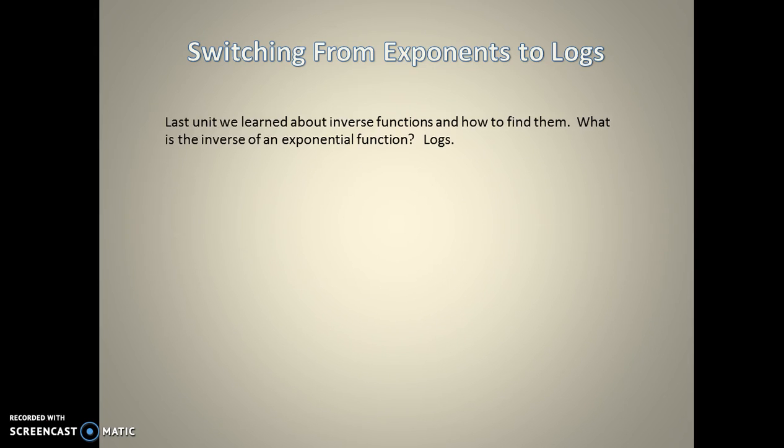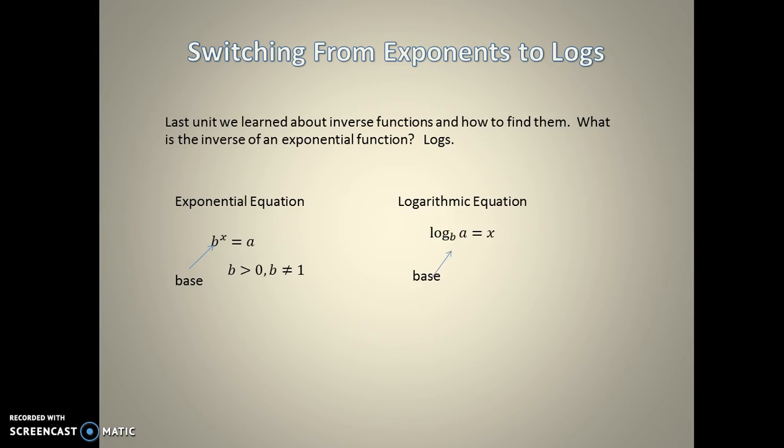Alright, last unit we learned about inverse functions and how we find them. So what would be the inverse of an exponential function? Well, it would be logs. So let's look again at an exponential equation where b to the x power is equal to a. This is only going to work if b is greater than 0 and as long as it does not equal 1. So the b part of this equation is actually called the base. Alright, so when you look at log equations, you would read this as log base b of a is equal to x. Here, the base is also represented by the letter b.